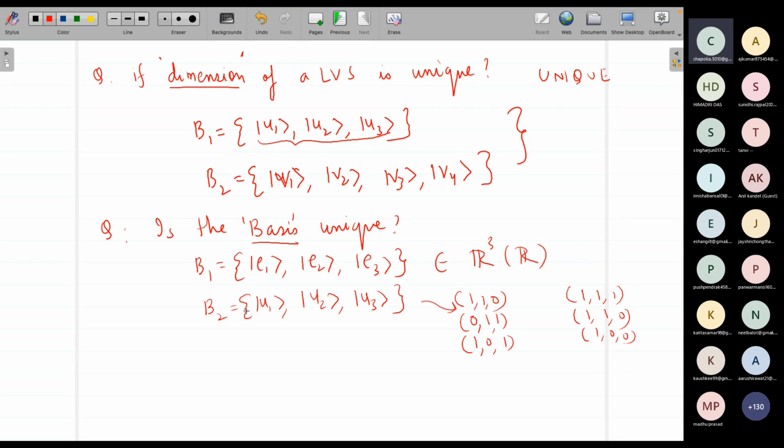In fact, there can be an infinite number of vector sets which will form a basis for a given vector space. That's the interesting aspect. The basis vectors themselves are not unique, but the number of vectors lying in the basis is unique. So any set of three linearly independent vectors will work, but the number of vectors lying in that set will remain unique. So let me end this with a question.